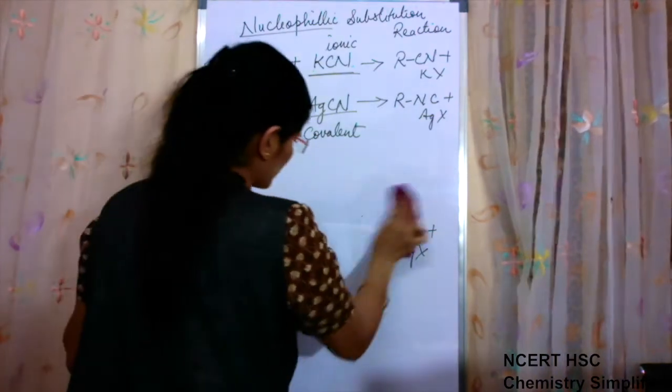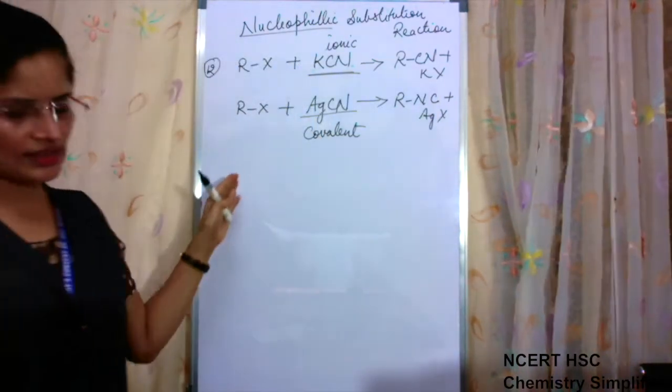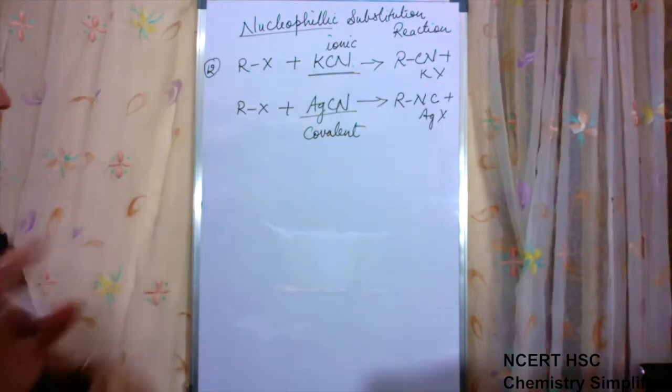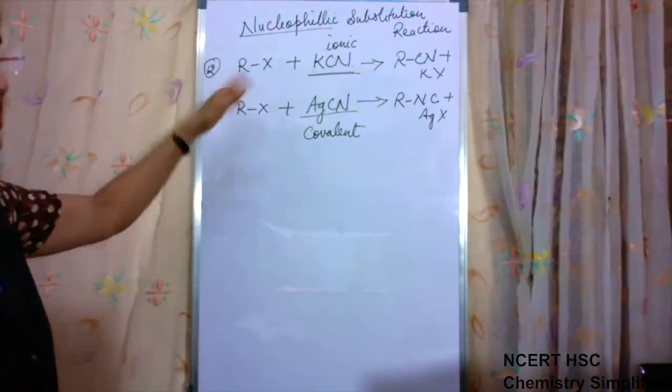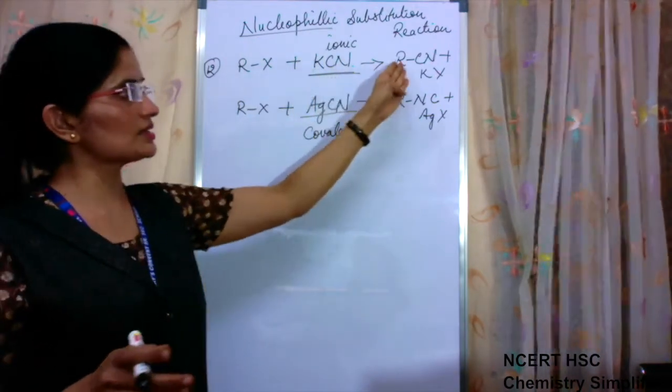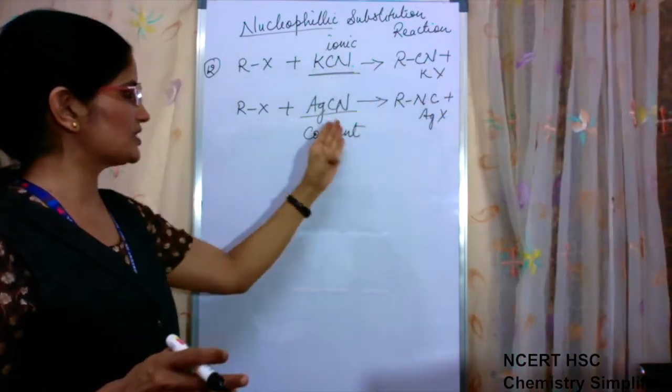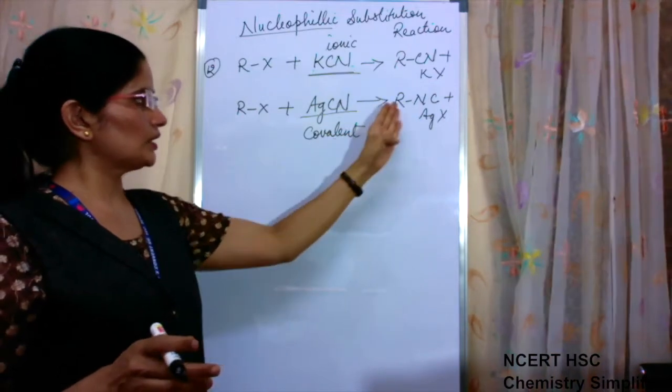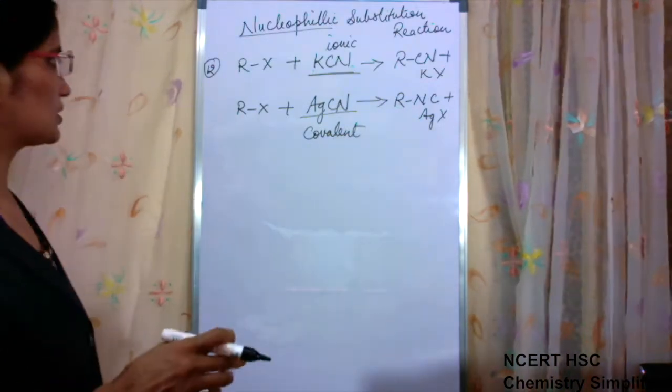So these are actually the reasons, but reasons are rarely asked for these. The only thing you need to remember is that if KCN is used, RCN will be the product, and if AgCN is reacting, then RNC will be the product.